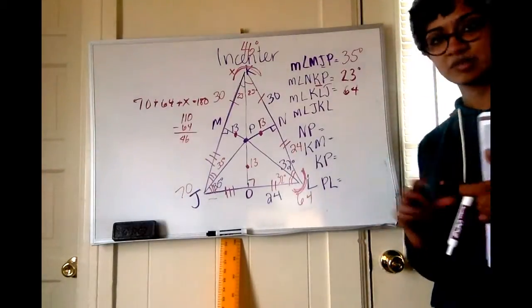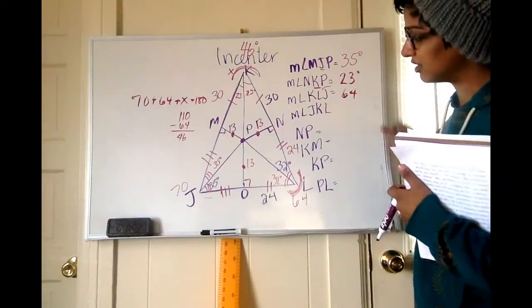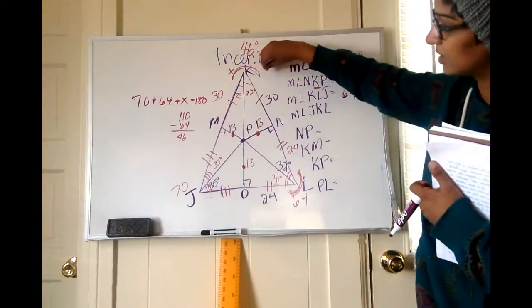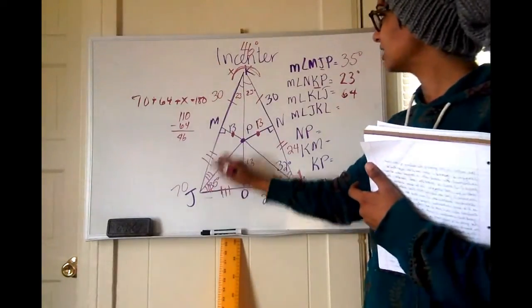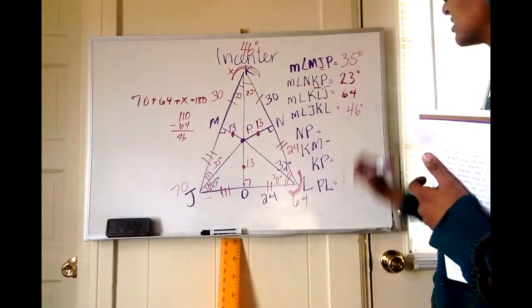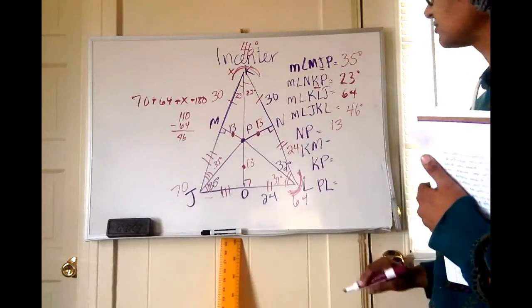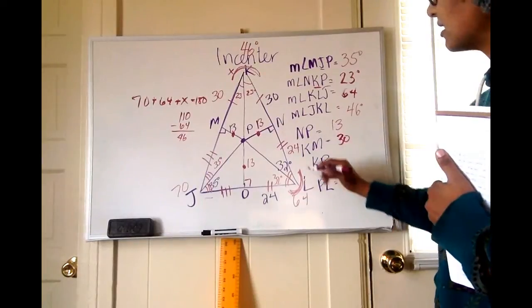Okay, that took me a little bit of time to figure out too. But I saw, okay, well I don't have a way in this triangle or in this triangle, but I do have the big triangle to work with. Okay, let's see, JKL. Well, we already know that one. We figured that one out. That's 46 degrees. Let's see, where's NP? We know NP is 13. KM, we found that out to be 30.